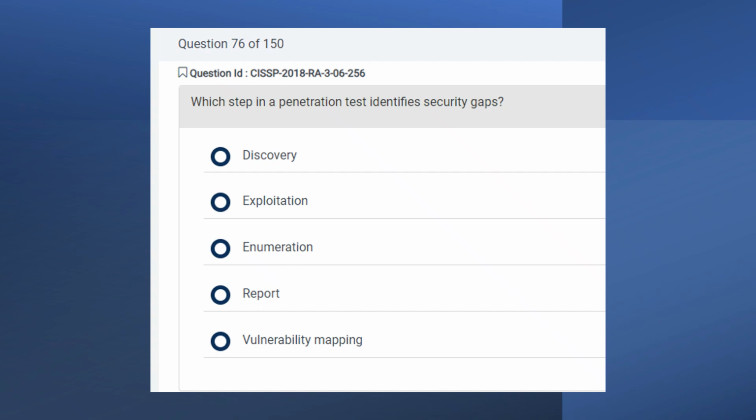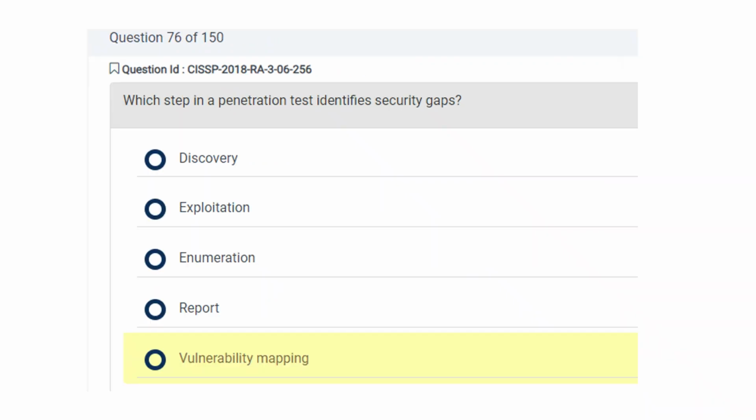Question 76. Which step in a penetration test identifies security gaps? Discovery, exploitation, enumeration, report, or vulnerability mapping? The correct answer is vulnerability mapping.